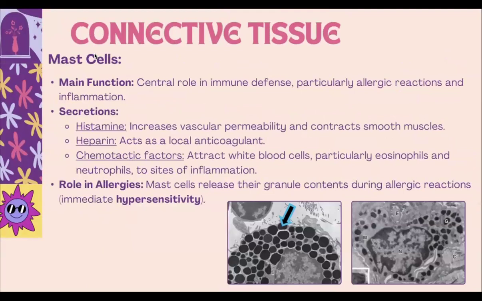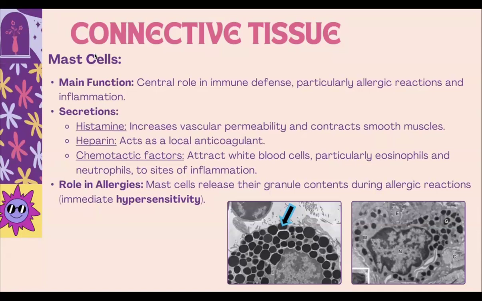Then you have mast cells. Mast cells are cells that are really important for allergy and inflammation. They contain multiple hormones: histamine, heparin, and also chemotactic factors. Histamine is something that's always linked to allergy. So when you think mast cells, you need to think histamine, you need to think allergies. That's how your thinking process should go. Histamine increases vascular permeability, so it makes the vessel more permeable, and it also contracts smooth muscles. So this can cause some vasoconstriction as well.